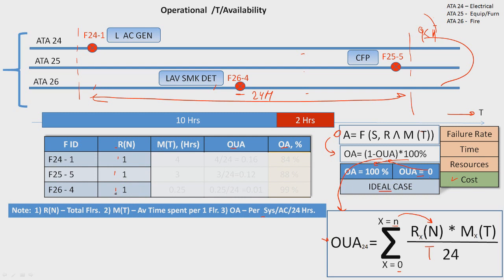Now, question for you, what do you think? Based on this reliability information, this reliability data, can we expect that OA is also going to be similar for all these 3 systems? The answer is yes and no. Why yes and no? Let me explain.